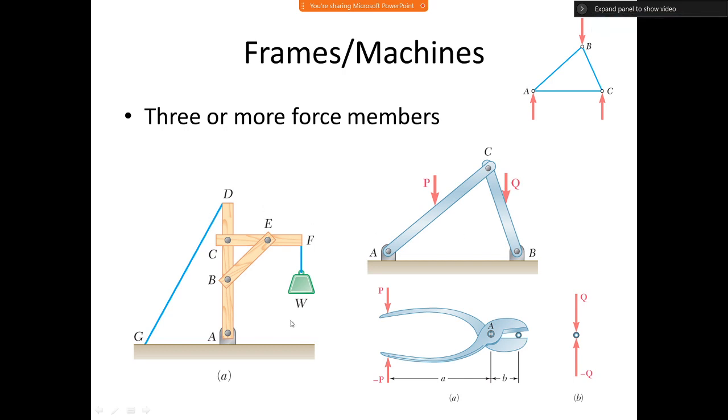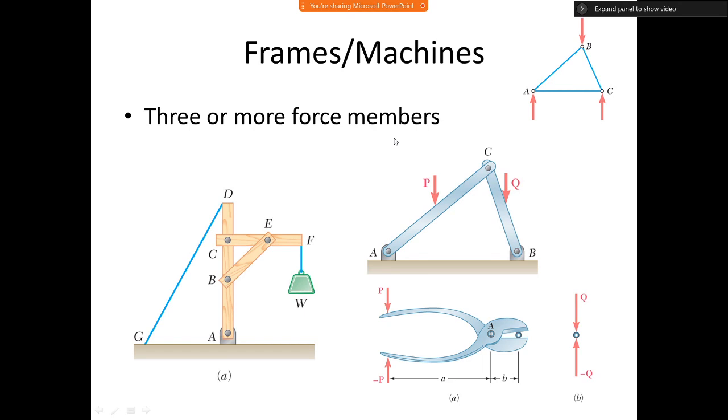Similarly, in this figure here you can see CF is again a 3 force member. AD is in fact a 4 force member, right? So you have multiple force members present here. So these are examples of frames.